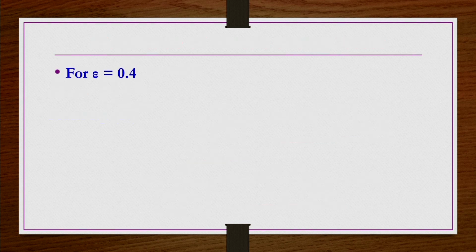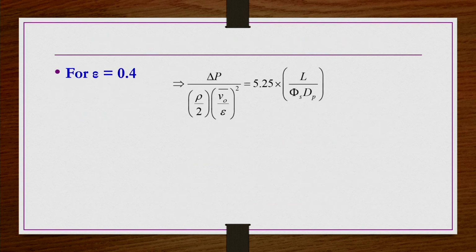Let us say you take a voidage of 0.4 and calculate the right hand side term. You will get the right hand side term of the previous equation as 5.25 multiplied by L by phi s dp. What does this L by phi s dp indicate? L is the height of the packing, and dp is the equivalent size of the particle, or volume equivalent sphere diameter of the particle, that is known. For a spherical particle, dp is nothing but the diameter of the particle. For short cylinders, we have to find the equivalent diameter and multiply by its sphericity 0.874.